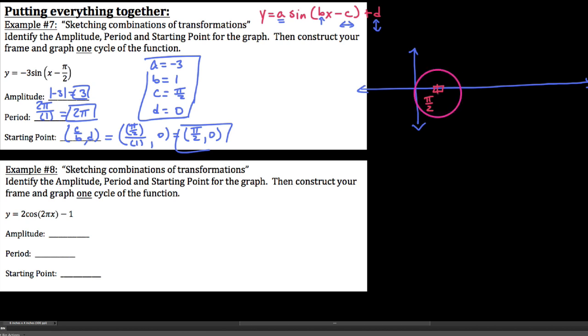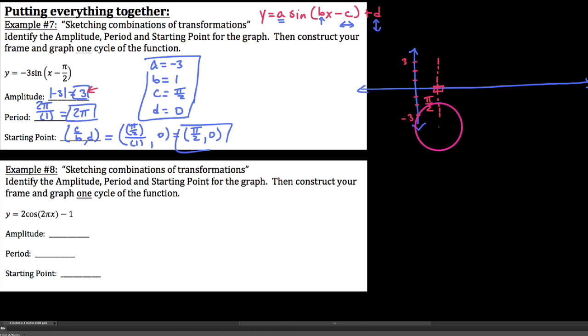Now let's construct our frame, starting with the height. Because the amplitude is 3, we're going to go 3 above and 3 below. So we must be at a maximum height of 3 and a minimum height of -3. I'm going to label these out here, but our frame doesn't go through here. It runs through this starting point. This is the left side of our frame. So here's our left side.